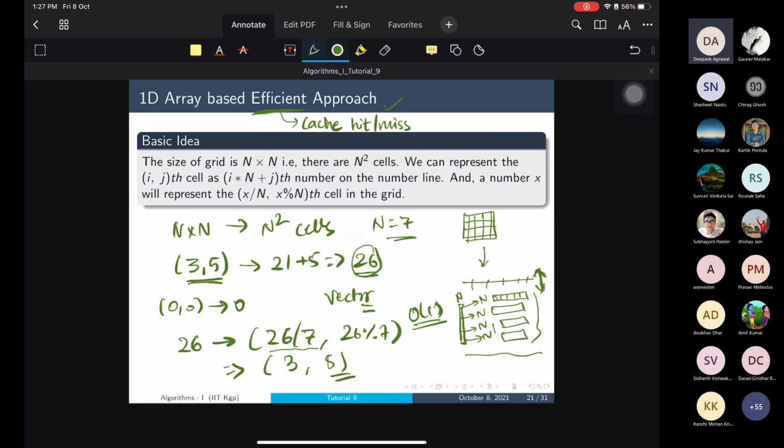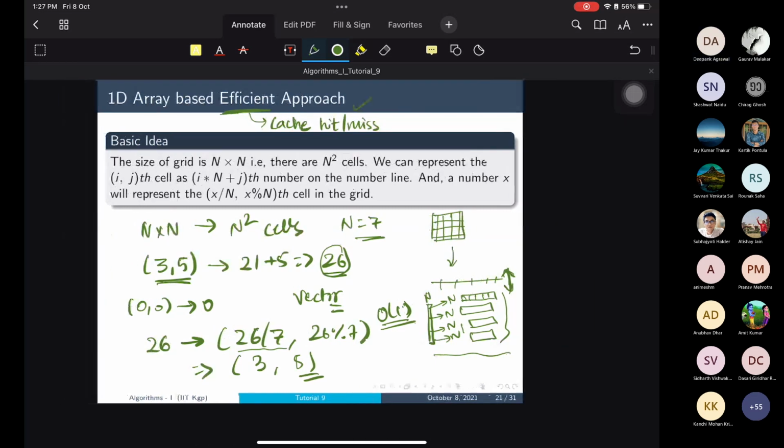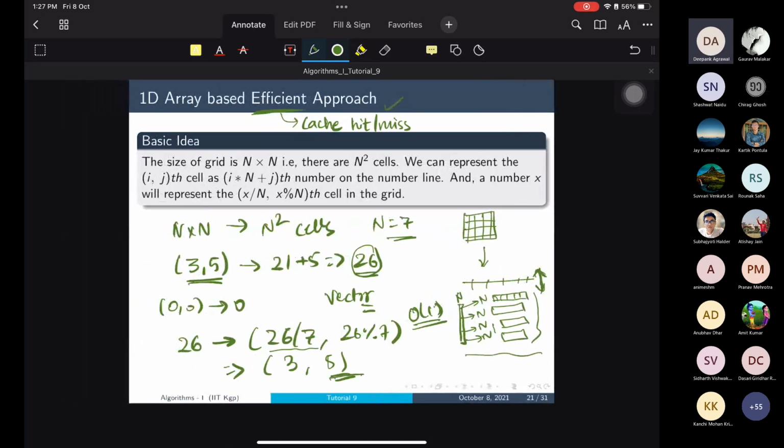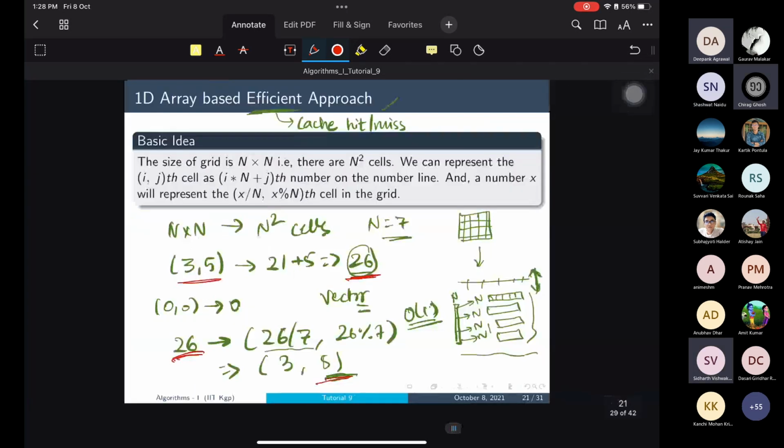Is this transformation clear to everyone? Like how we can transform a cell i comma j to a number on a number line, and then a number on the number line back to a cell, right? Yes, sir, clear. But sir, still it will be only order of n square, no?